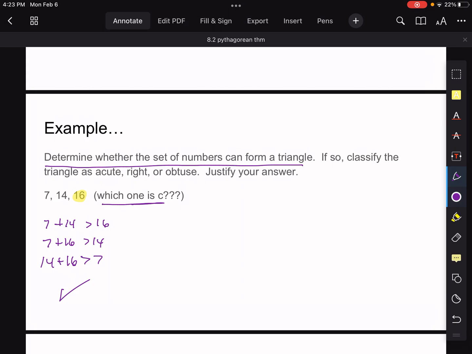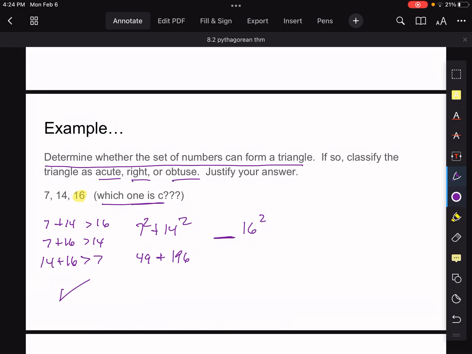And now we're going to classify it as acute, right, or obtuse. So I'm going to compare the c squared value, which is 16 squared. I'm going to see, is that less than, greater than, or equal to 7 squared plus 14 squared. Okay, so 7 squared is 49. 14 squared is 196. We're going to add those two together.